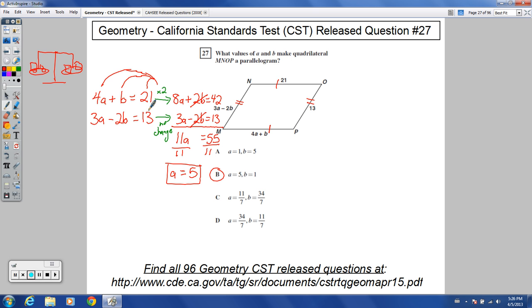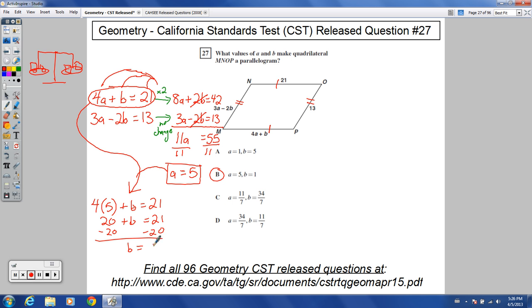And so I'm going to pick one of these two equations to use. I'm going to pick this one because it's already solved, or it's already left in terms of just plain old b. I just need to get the a's on the other side. So I'm going to have 4 times 5 plus b equals 21. That's 20 plus b equals 21. If I subtract 20 from both sides, that's b equals 1. My answer choice, what I thought it was, held true, held fast. It is a equals 5 and b equals 1.